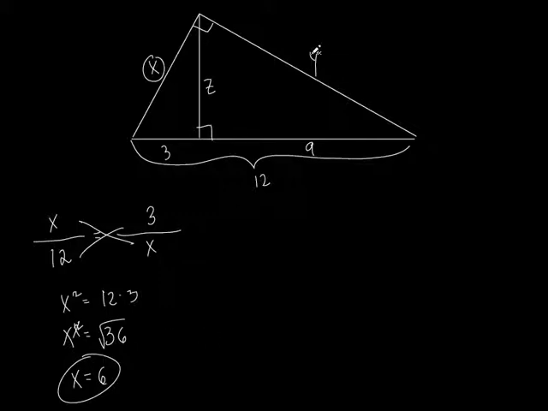Let's do y. Y is also a geometric mean. It's a geometric mean between two numbers as well. This time, y is my geometric mean. But you've got to know what two numbers it's between. Well, it's very close to what x is. It's between the whole thing, which is 12, and the side that's closest to y. Which one of these two segments is closest to y? 9 is, right? So it's between the whole thing, 12, and 9. That's all you have to remember.